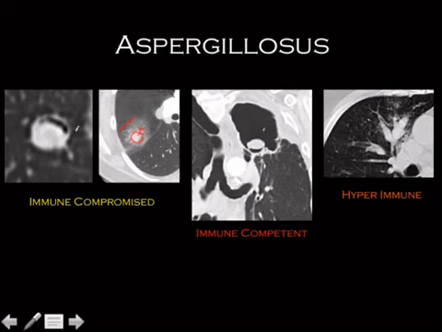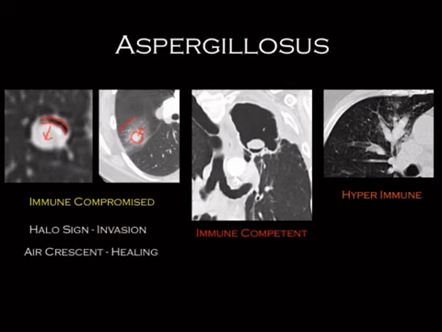Your air crescent sign, which is actually a sign of healing. As this thing retracts, you get this halo right here, or crescent occurs right here as this thing retracts down.